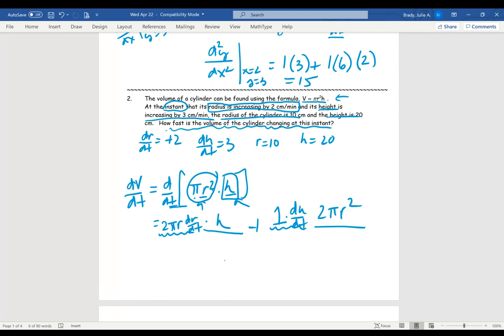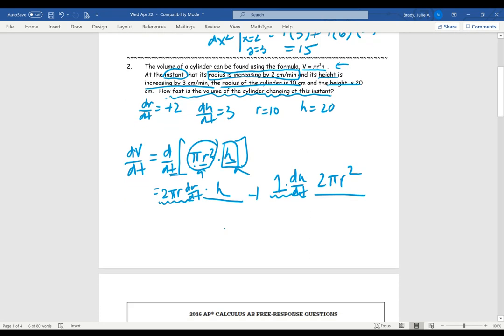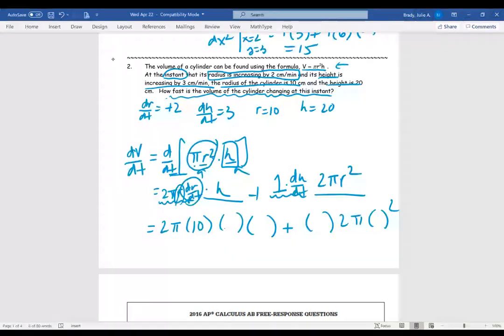It's super easy to miss plugging in something, so sometimes it's nice to make some parentheses for what you're going to drop in. I don't need the 1 anymore. Okay, so we need r, r is 10. We need dr/dt, that's 2. We need h, which is 20. Then we need dh/dt, that's 3.